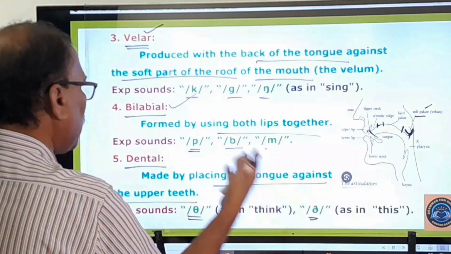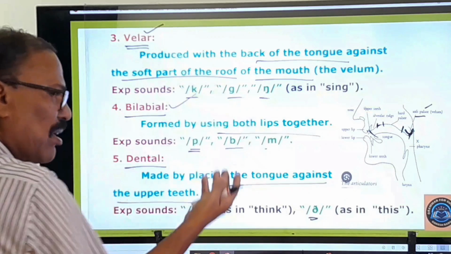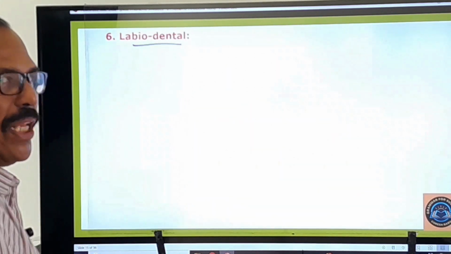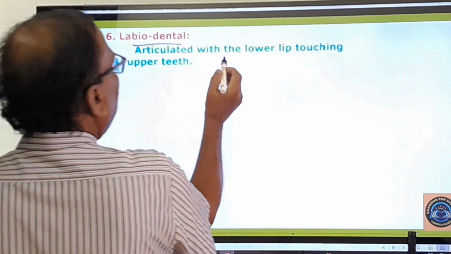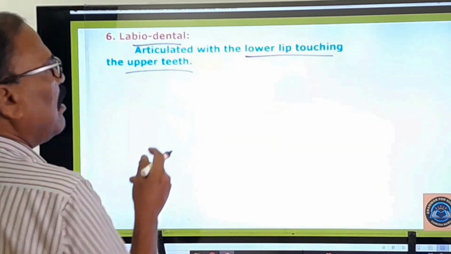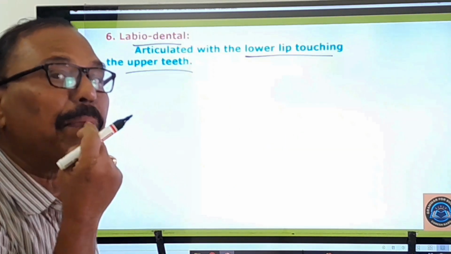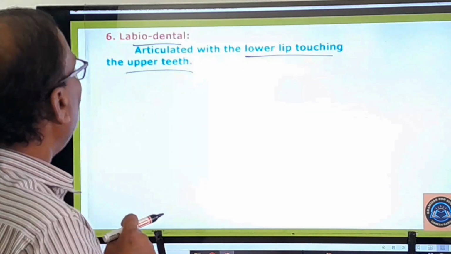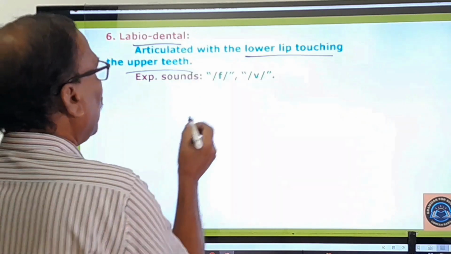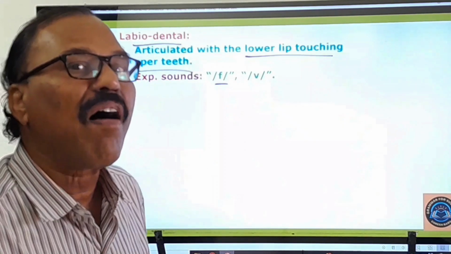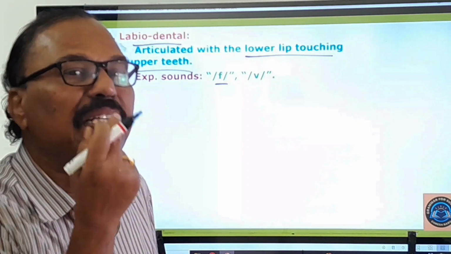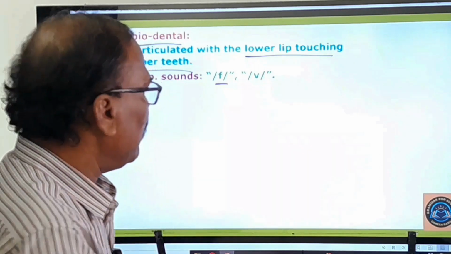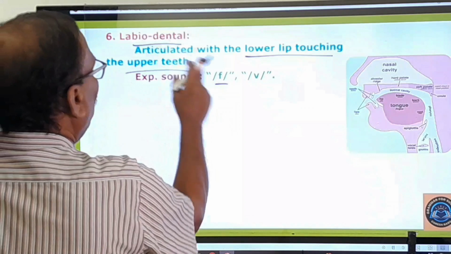These are called dentals, these are called bilabials, these are called velars, something like that. And now you move on to other things. Labiodental. Labiodental means what? Articulated with the lower lip touching the upper teeth. So they are called labiodental. Fa, fa, fa. Va, va, va. So like that. Therefore they are called labiodental sounds.